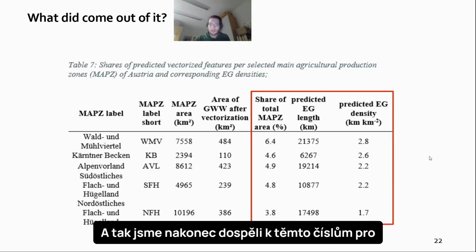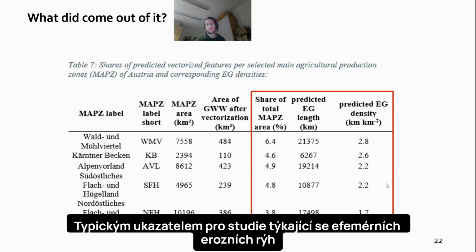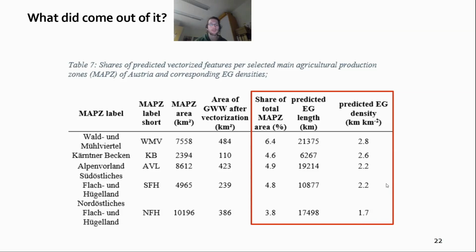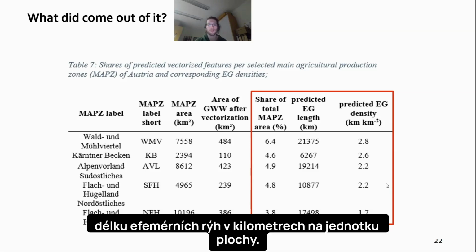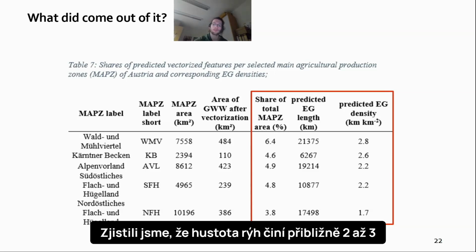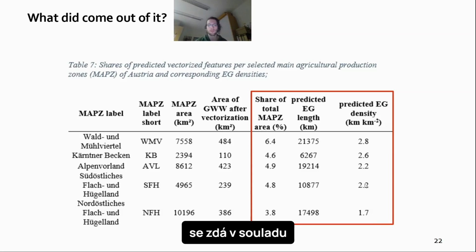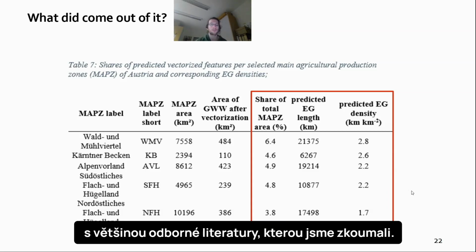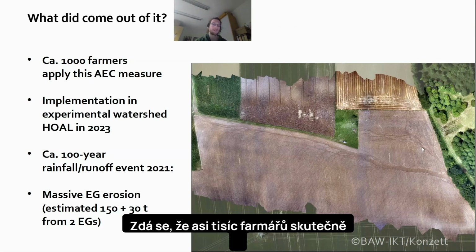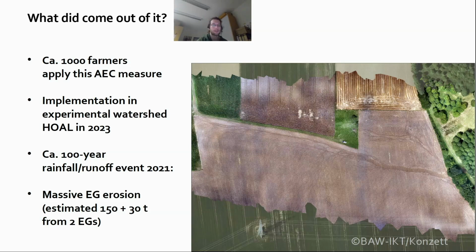And in the end, we arrived at these numbers for the main agricultural production zones in Austria. A typical measure for these gully-related studies is gully density, which means the length of ephemeral gullies in kilometers per area. We arrived at roughly 2 to 3 kilometers per square kilometer gully density, which seems to be in line with most of the literature that we checked. Yeah, what else did come out of it? It seems that around 1,000 farmers actually implemented such grassed waterways under this measure.